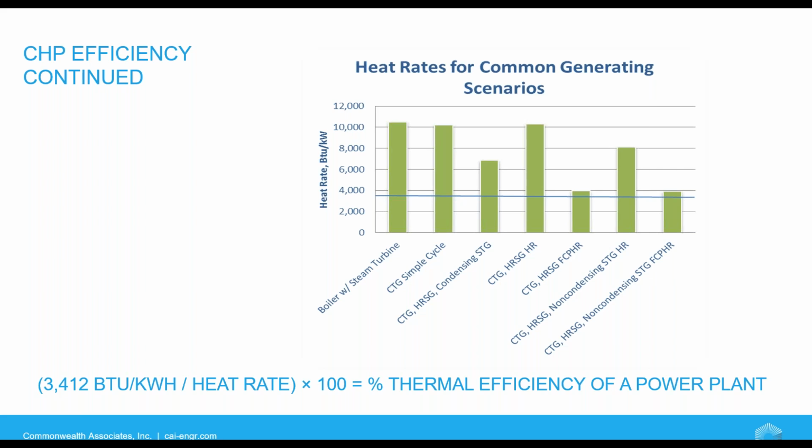As you can see from the table, the 3 best heat rates are the boiler with steam turbine, the CTG simple cycle, and the CTG with HRSG. All 3 of these have heat rates north of 10,000 BTU per kilowatt hour and around a thermal efficiency of 30 to 35%.